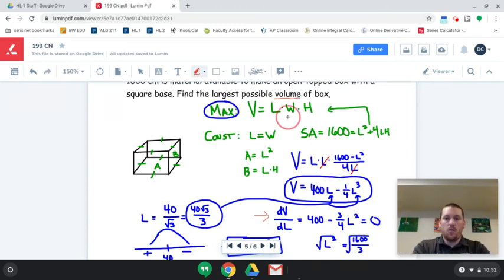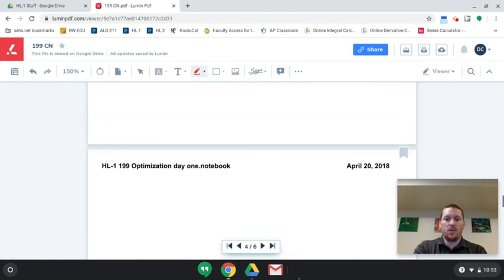So in this case, we found what W was and we found what H was in terms of L. And being able to do that got us a volume right here with everything in terms of L, so that then we can differentiate it and maximize out what the L is. So it's just kind of using these different types of ways to be able to solve it.